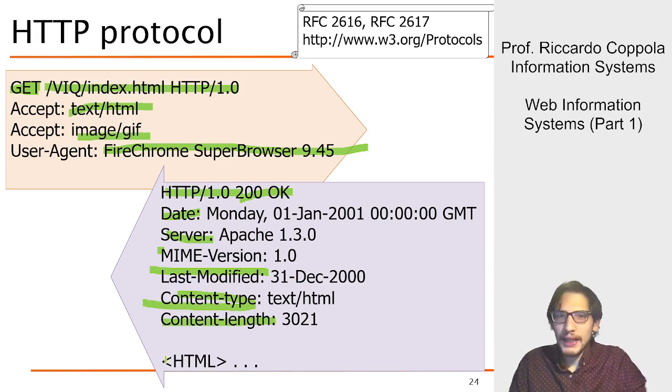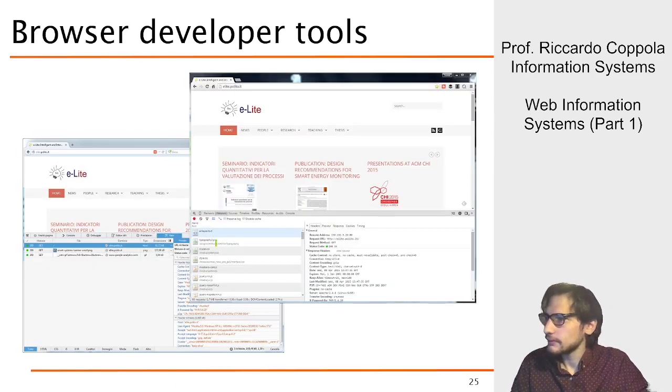Finally, I have the content of my HTML file. So I have a lot of information about the file that I'm sending back, and then I actually send the file back to the client. And so you can find all these details.